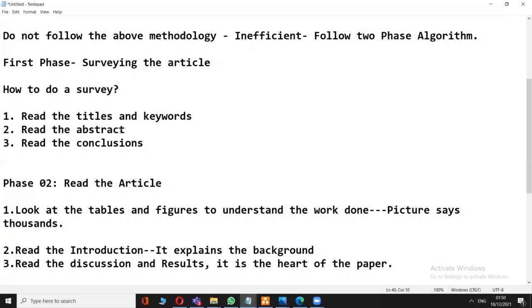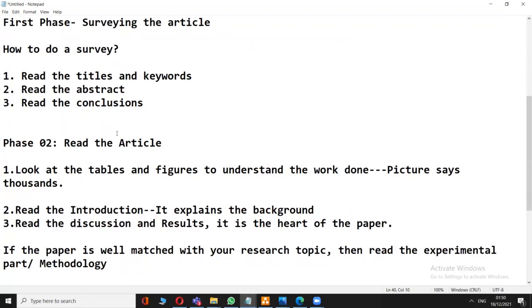The second phase is that you are going to read the good points of the articles. After getting this overall idea, you are going to read the article. When you read the articles, look at the tables and figures, because you know a picture says a thousand words. By looking at a particular picture, we can get a lot of things which cannot be explained by words. Therefore, go to the tables and figures and understand the work done.